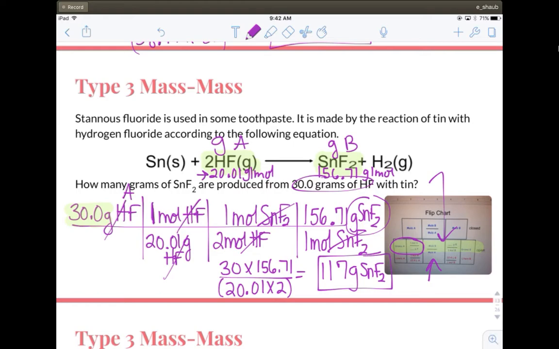So practically speaking, they actually use this a lot in industry and drug development. If I say that this is how much I make, how close am I to actually making that amount? So that's where we're going to get into the percent yield and how good of a job we're actually doing in the lab. For right now, we just need to be able to calculate the theoretical amount that we should make.